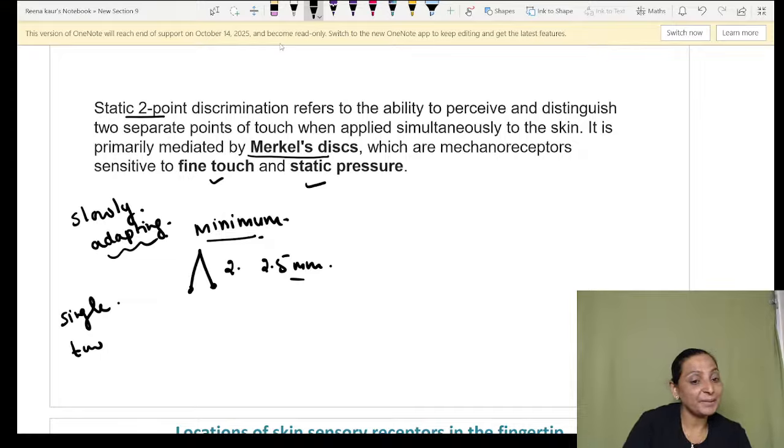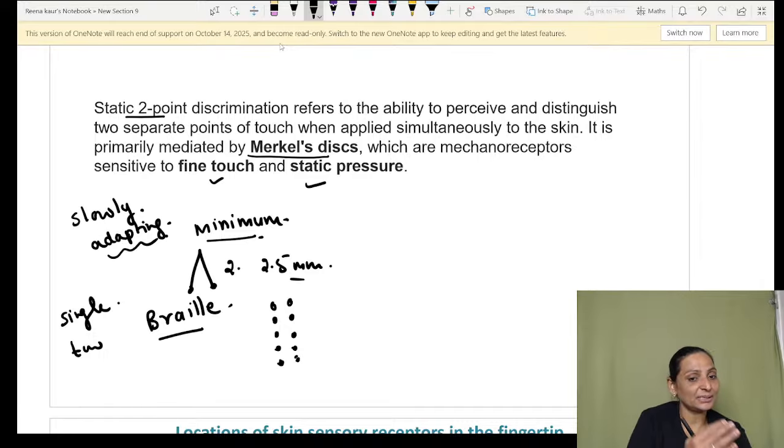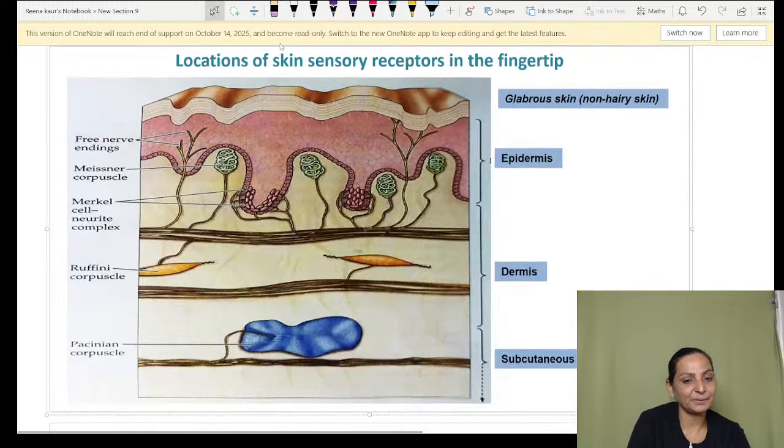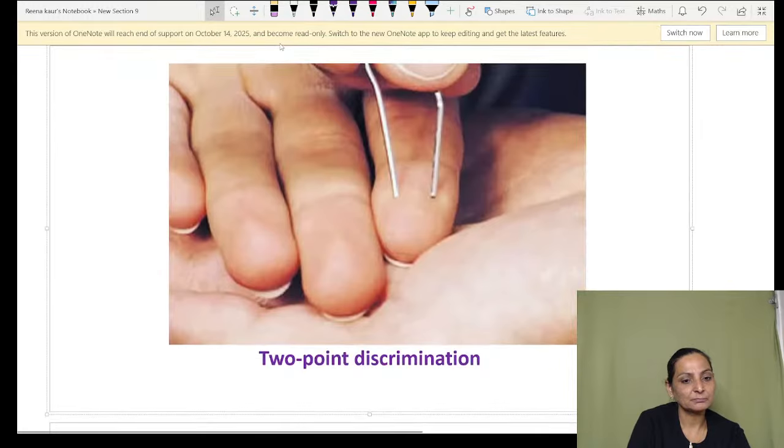This becomes the basis of what we called as our Braille script. Braille script are like these. So the minimum distance the person can perceive and appreciate is just as less as 2 to 2.5 mm. So this is the physiological basis of your Braille script. See, this is how is the 2-point discrimination with the help of the compass aesthesiometer.